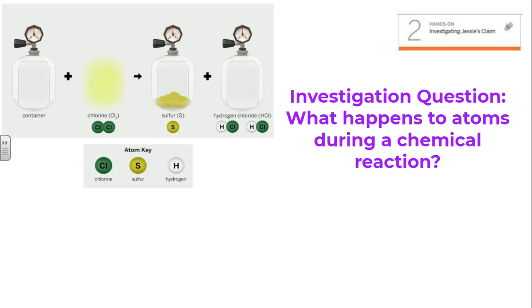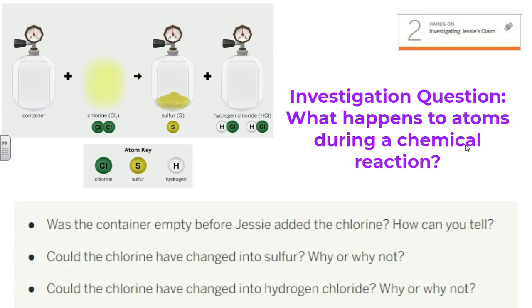Today, we're going to investigate the chemical reaction that Jesse observed when the chlorine atoms seemed to have changed into sulfur atoms. And the things that you're going to want to think about on the first page are things like, was the container really empty before Jesse added the chlorine? Okay, how can you tell? You also want to think about, could the chlorine have changed into sulfur, and why or why not? And also, could the chlorine have changed into hydrogen chloride? And why or why not that could happen?